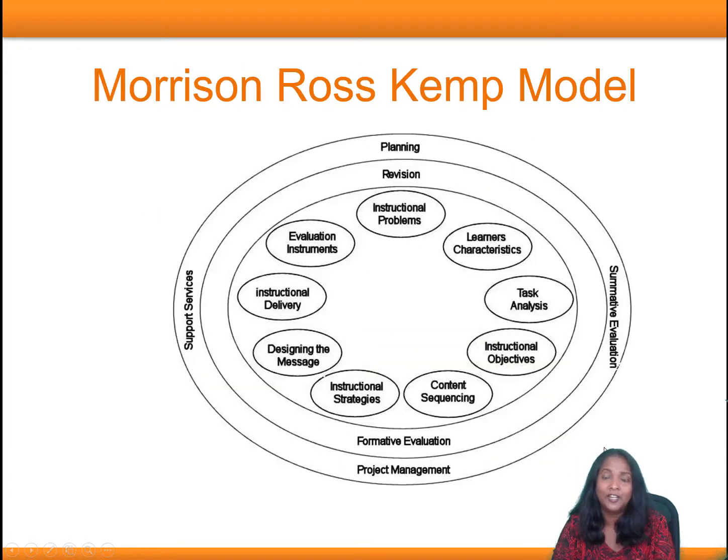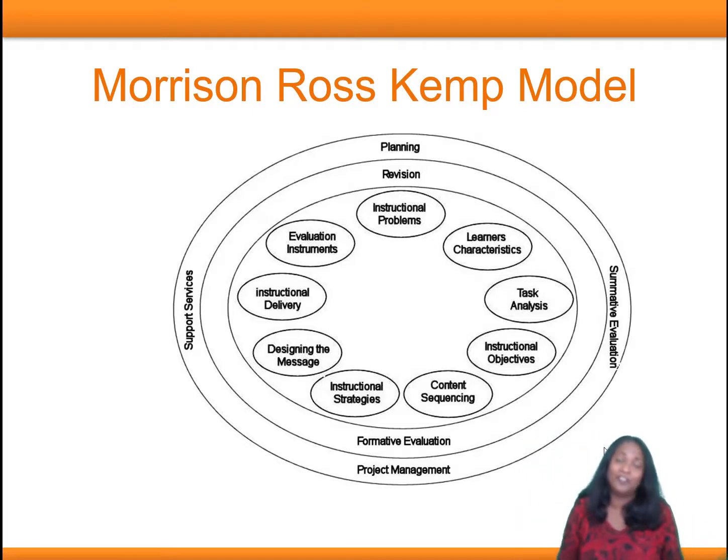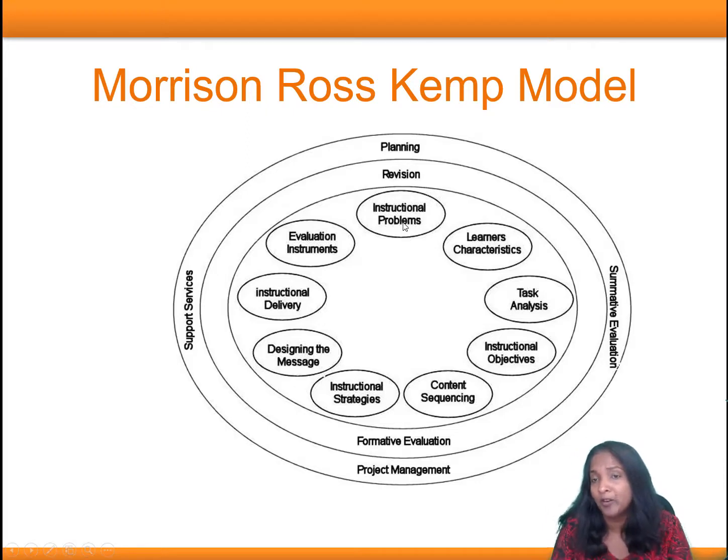So that's Gustafson and Branch. This is one of my favorites, the Morrison-Ross-Kemp, and you might have looked at several of these models in the instructional design course. So in Morrison-Ross-Kemp, again, we start with the instructional problems, right at the top here, and then part of the analysis, right? Instructional problems, learner characteristics, task analysis. Those three, and then comes instructional objectives. You write your objectives, you sequence the content, instructional strategies, you design the message, and then comes the instructional delivery, and then you have the evaluation instruments.